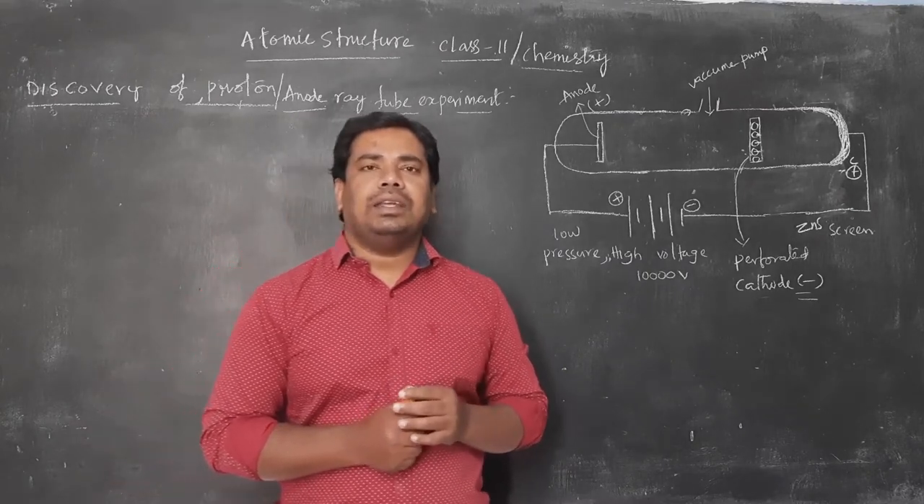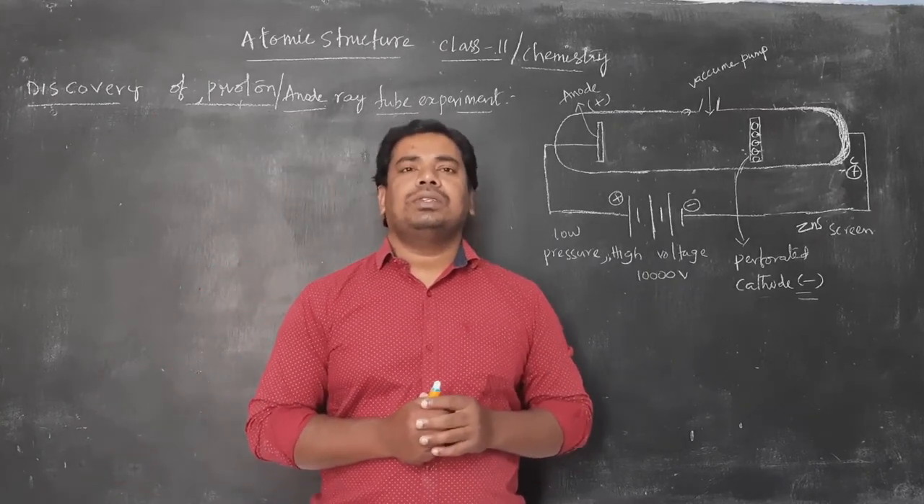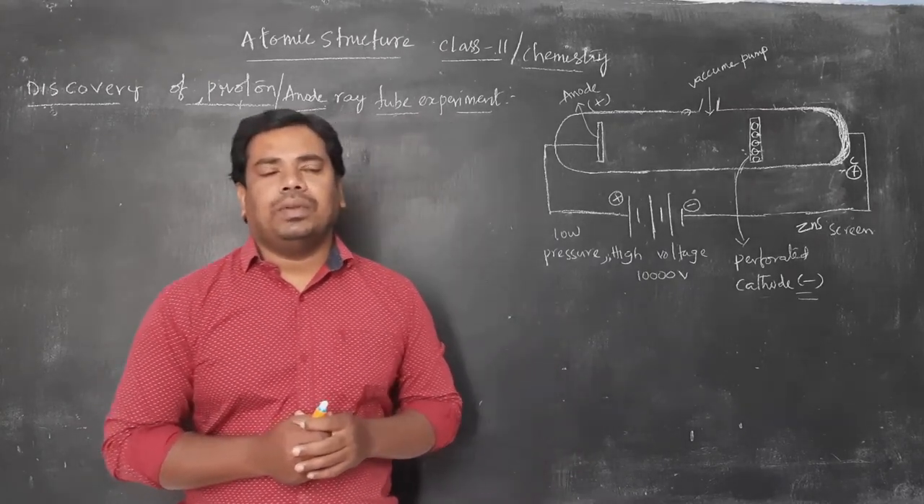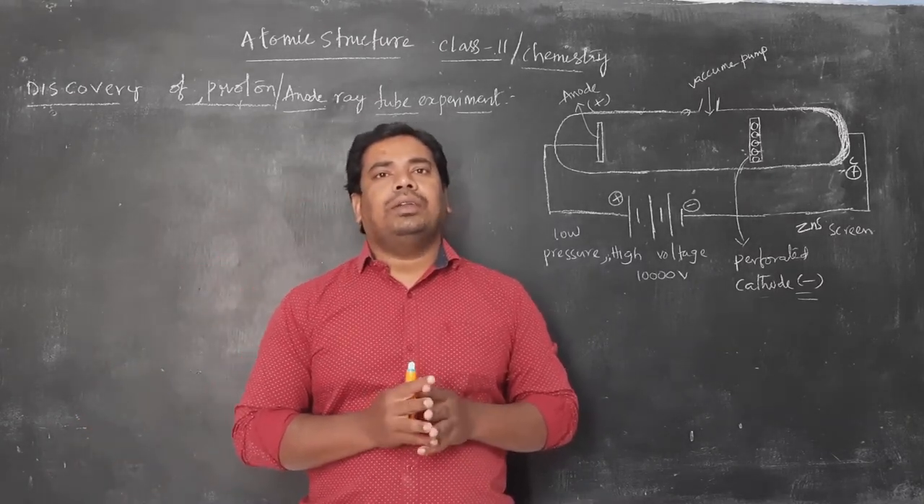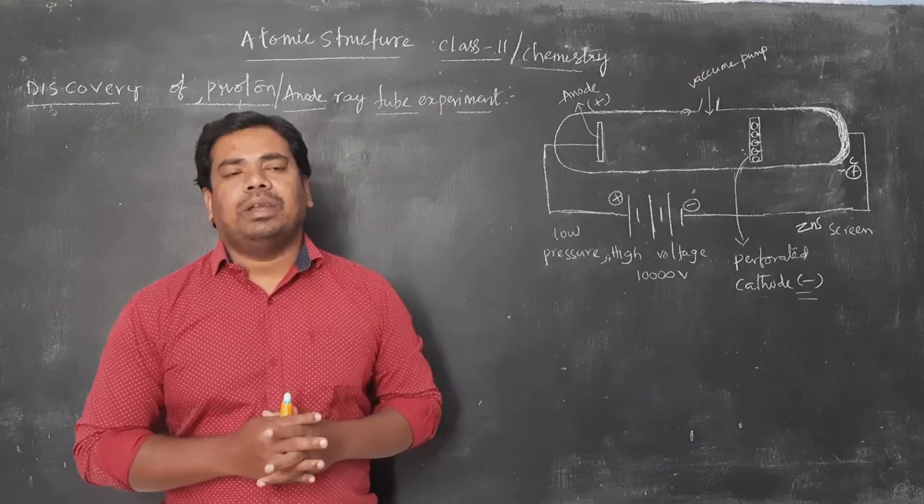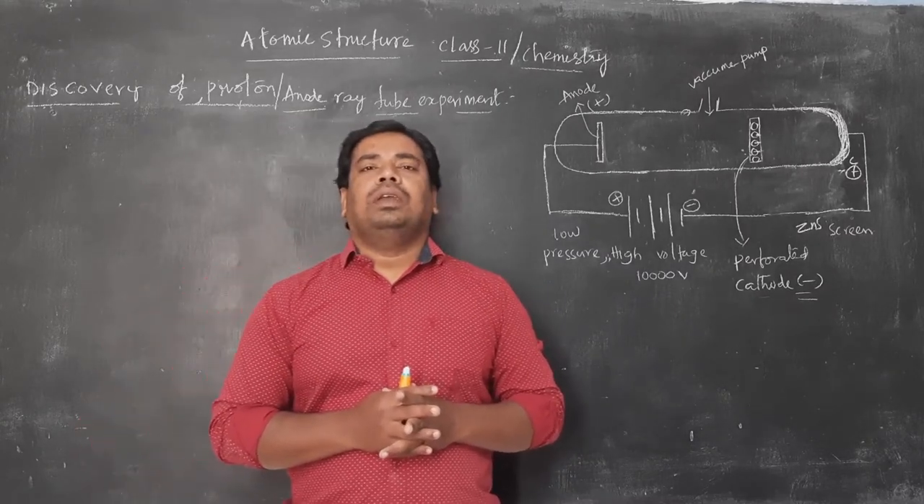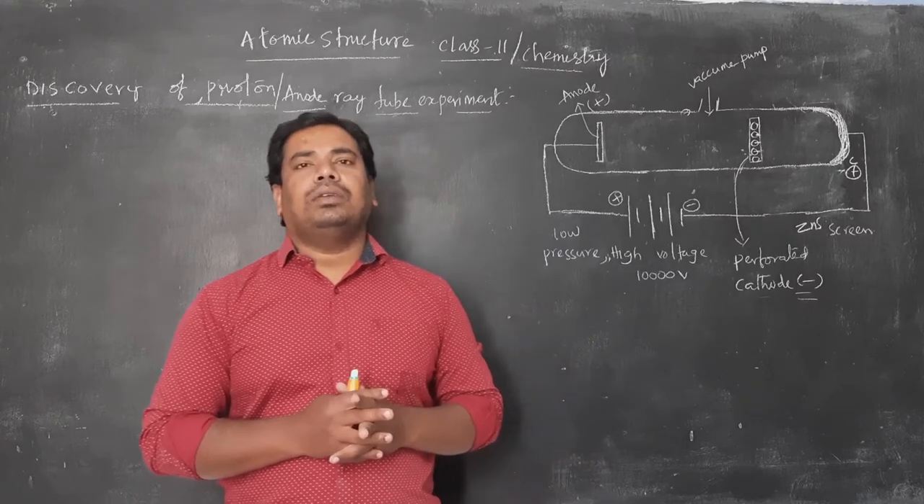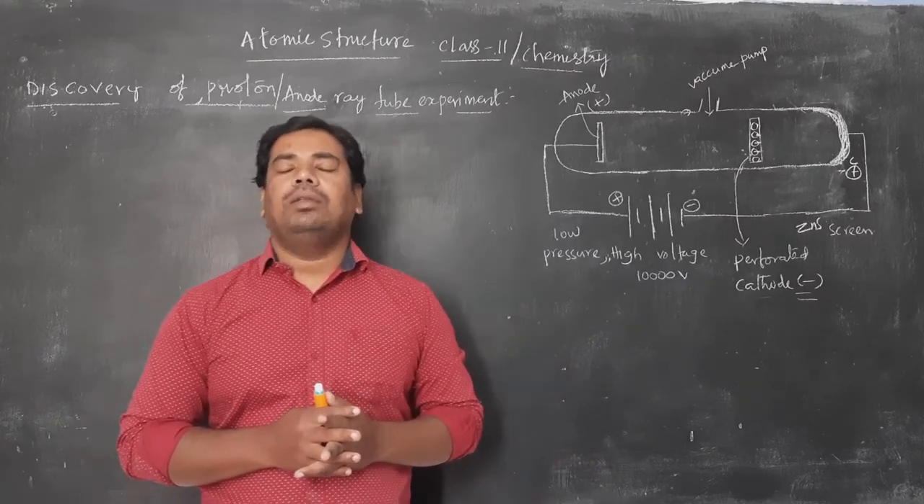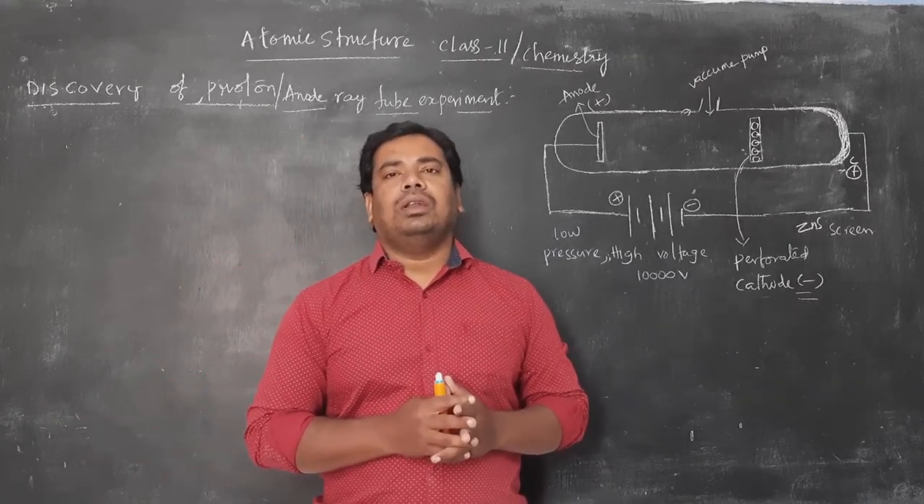In the cathode ray tube experiment, J.J. Thomson discovered a fundamental particle in an atom, which carries a negative charge. We call this negatively charged particle the electron. According to John Dalton's atomic model of 1808, the atom is neutral in matter.